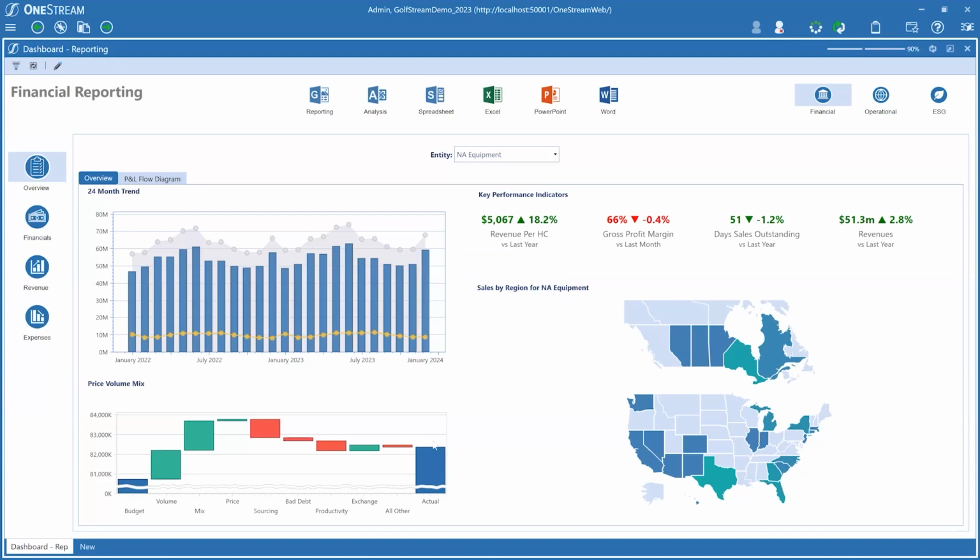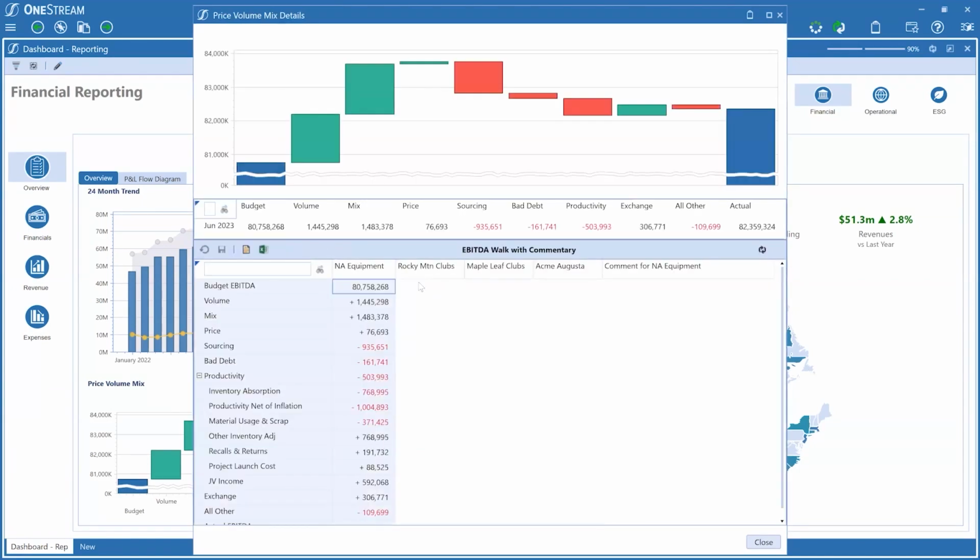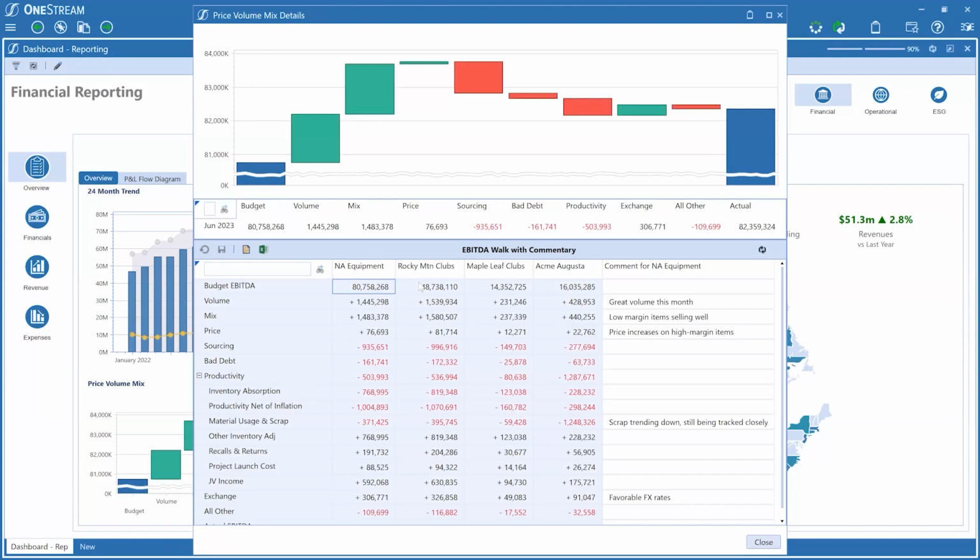Down below, we have a price volume mix. So this is starting to pull in some of our budget information and being able to produce a waterfall chart. Now, charts within the OneStream platform are always drillable. So I can click on this waterfall chart and it's going to pull me into the detail and the report that ultimately supports that waterfall chart.